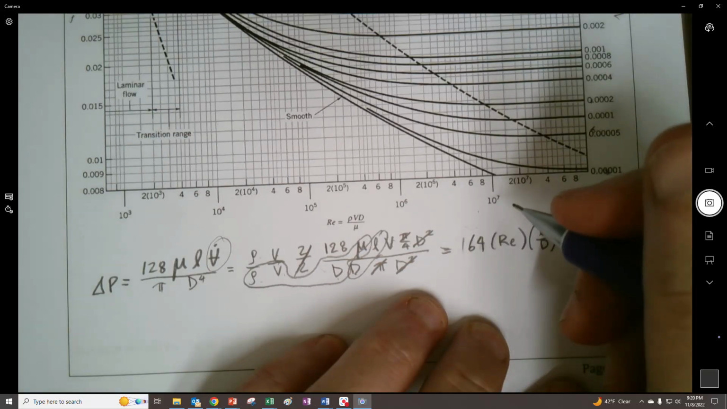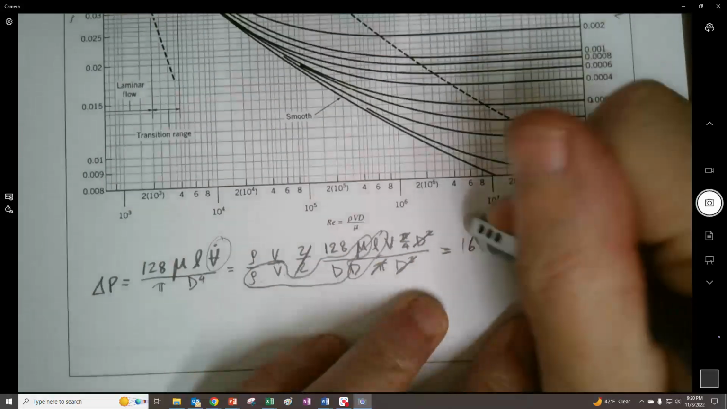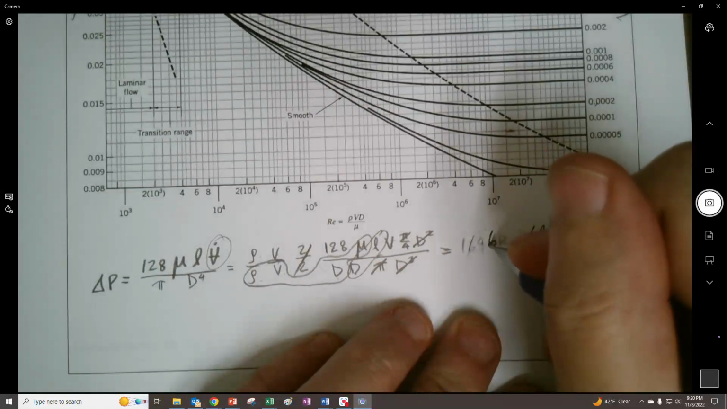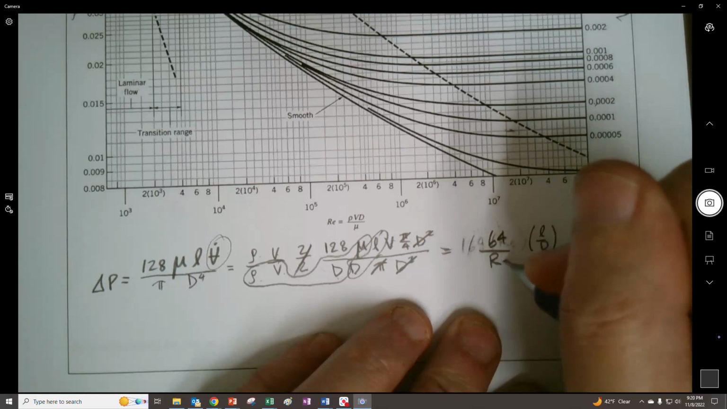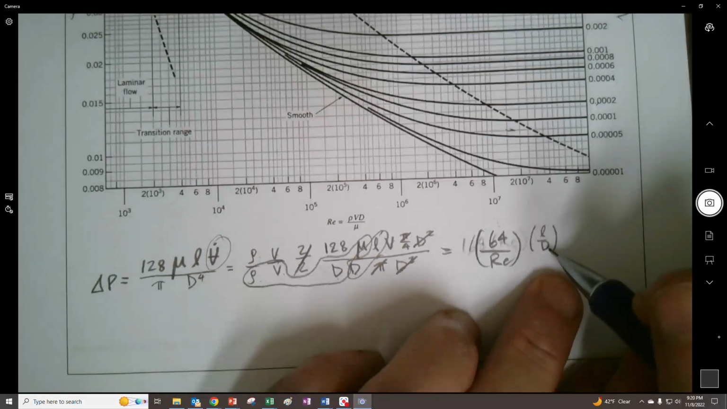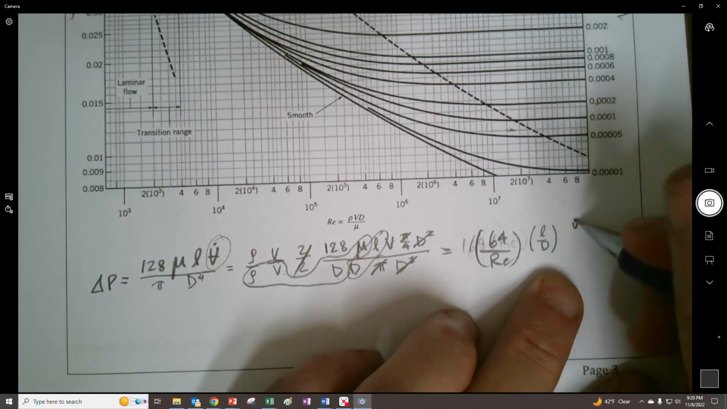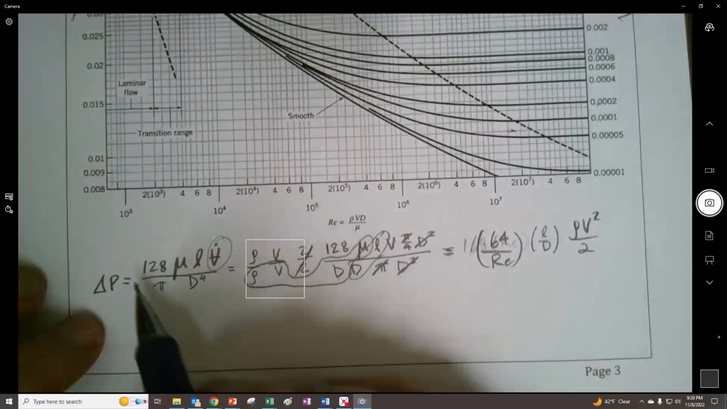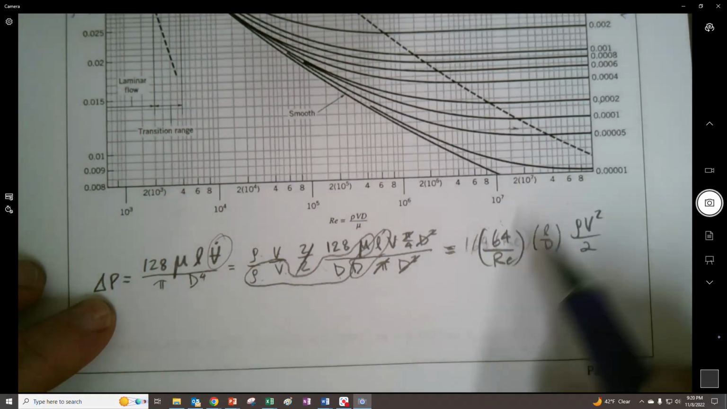Is that true? Oh, and by the way, I'm sorry. Reynolds number needs to be on the bottom. Oh, I'm doing terrible at this. Darn. So I'm going to practice. All right, so there you go. 64 over Re times L over D, and then rho v squared over 2. Boy, that was harder than it needed to be. So that's what pressure drop is going to be.